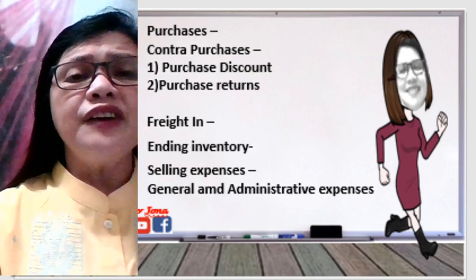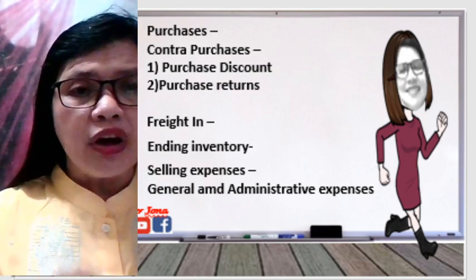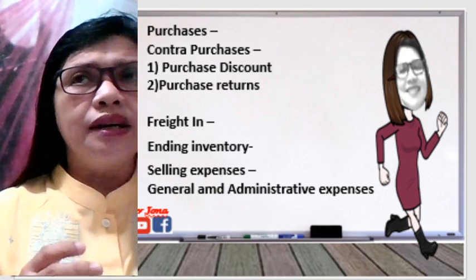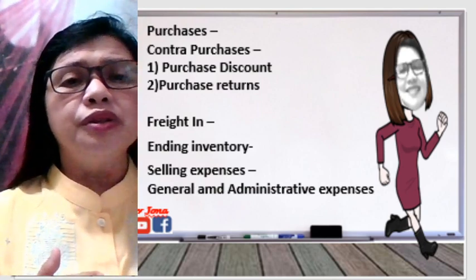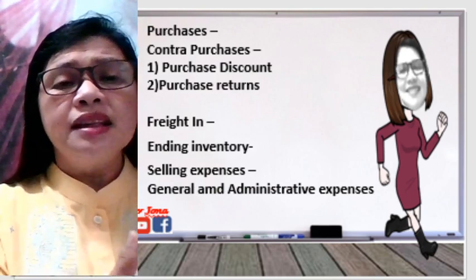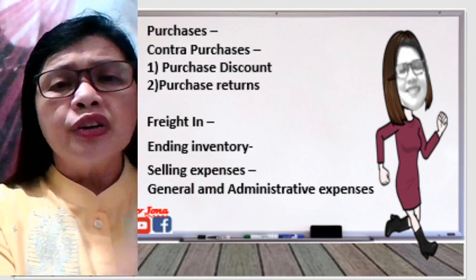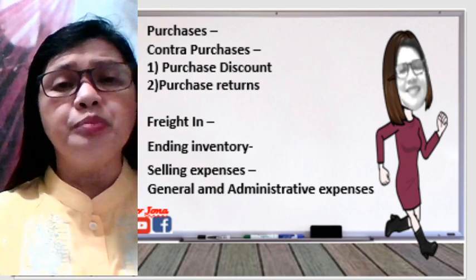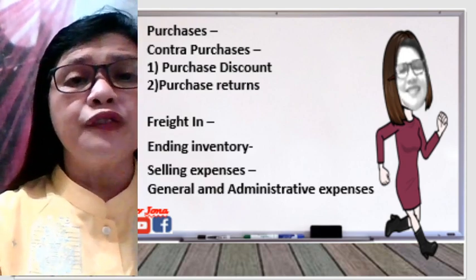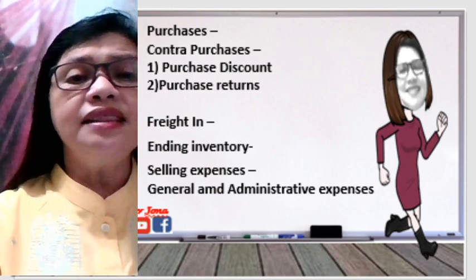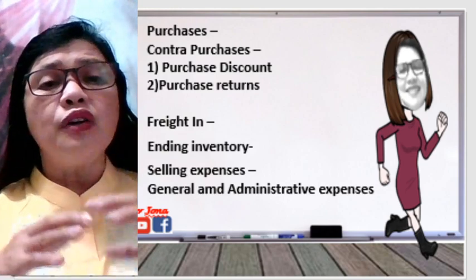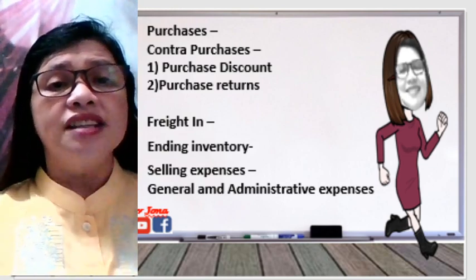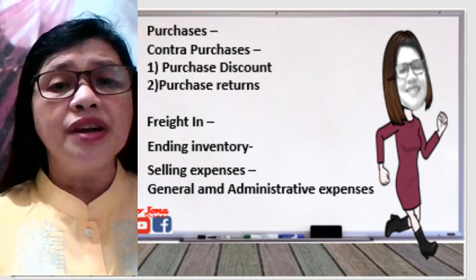Freight in. Freight in is the transportation cost we use when the buyer would order goods, and the transportation cost used in delivering the goods into your company or into your business, well, that's the freight in. Then the ending inventory is the amount of goods unsold at the end of the accounting period.